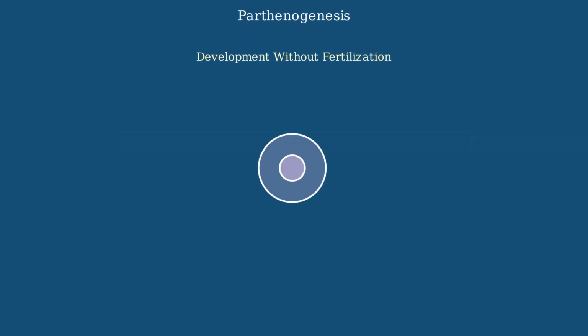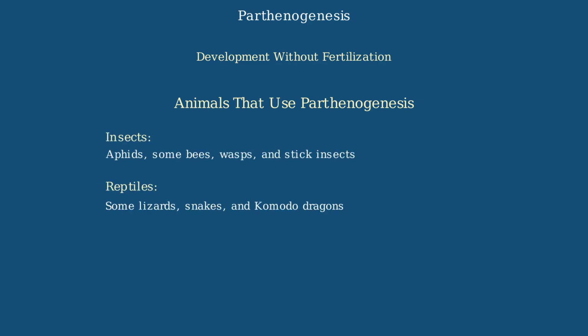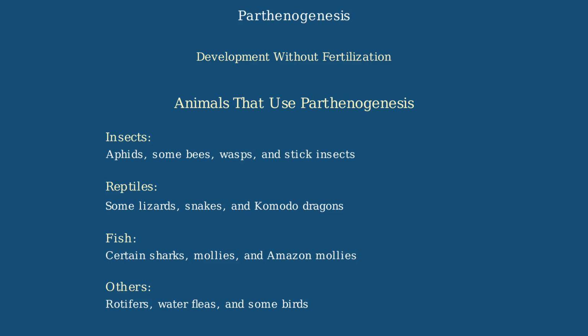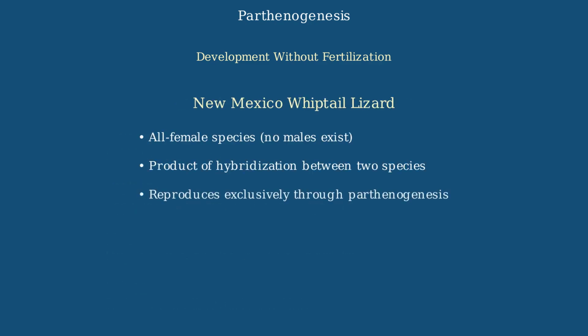In nature, parthenogenesis occurs in various animal species, including certain insects, fish, amphibians, and reptiles. Many types of animals can reproduce through parthenogenesis. This includes various insects like aphids and some wasps, reptiles like certain lizards, and even some fish species, including certain sharks. A fascinating example is the New Mexico whiptail lizard, an all-female species with no males.